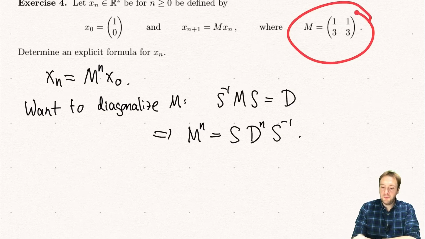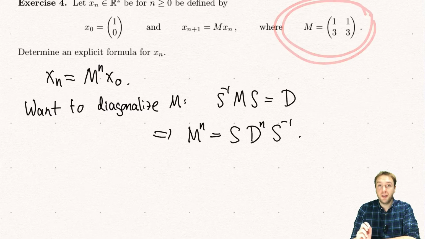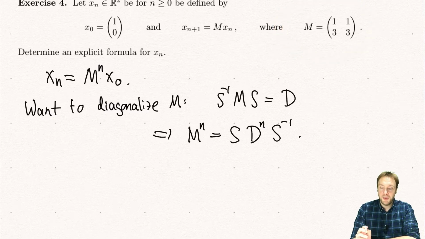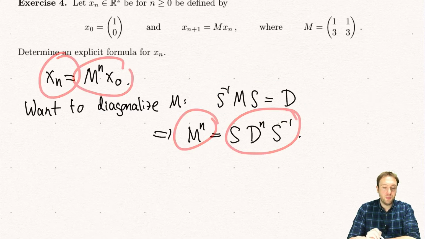So therefore we need to first calculate the eigenvalues of this matrix M. Then for each eigenvalue the eigenvector. Then we can write these eigenvectors in the matrix S. And then we already know that this works. But in the end then we want to calculate this explicitly to give this explicit formula for xn.